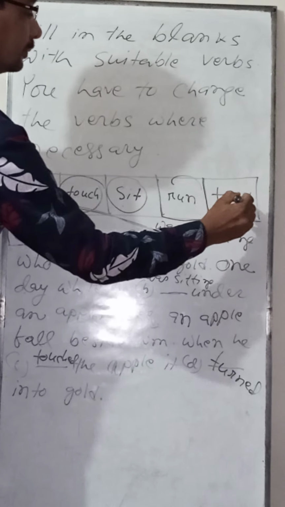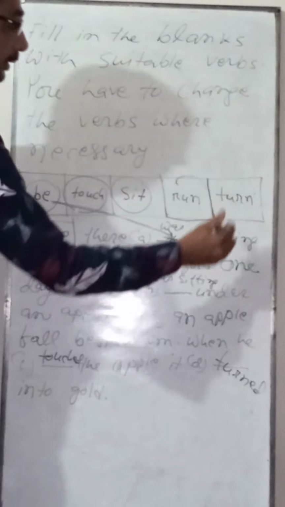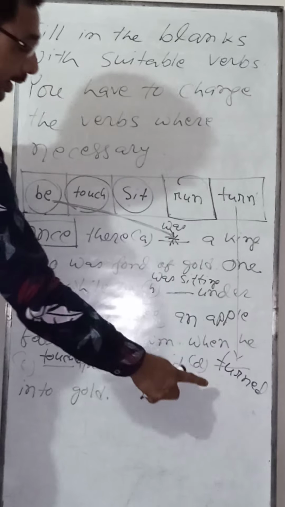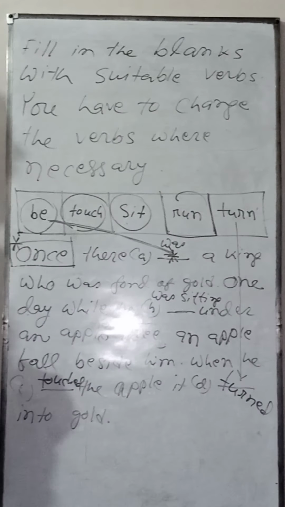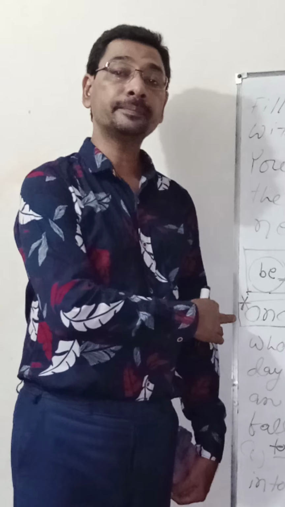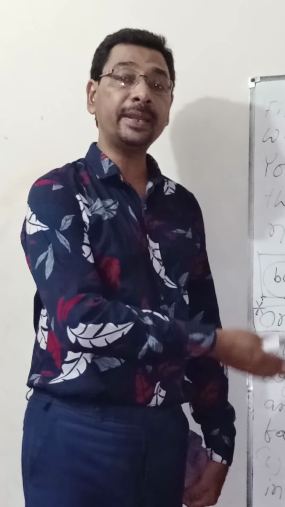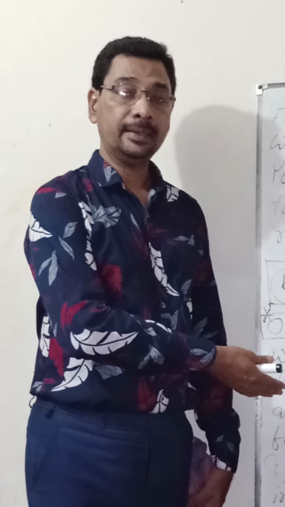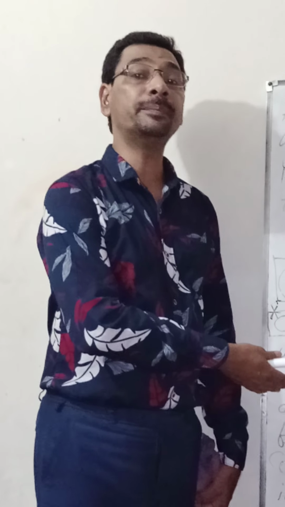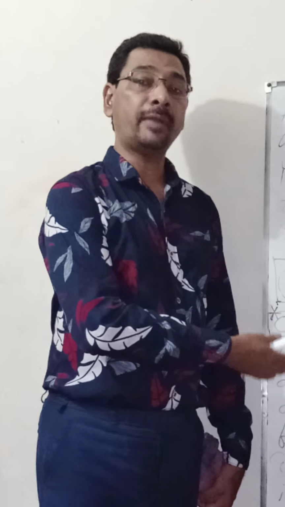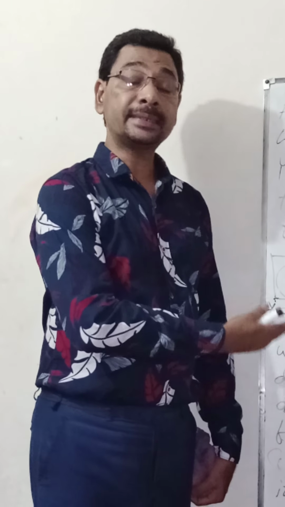It turned. The past tense of turn is turned. It turned into gold. Firstly, what did you see? You saw here how I have completed these passages. Basically, you have to understand the meaning of the passages. Then you have to understand the tenses.